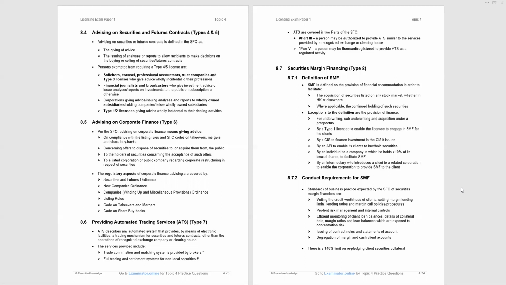Trade confirmation and matching systems provided by brokers. If you run such a thing, top of page 4.24, part 5, you must be licensed, registered to provide that service as a regulated activity. The Type 8 license covers securities margin financing. Now, we have a definition of securities margin financing. It's basically lending money to investors to enable them to invest and hold listed securities. And those listed securities can be listed on any stock market. It doesn't have to be just Hong Kong.